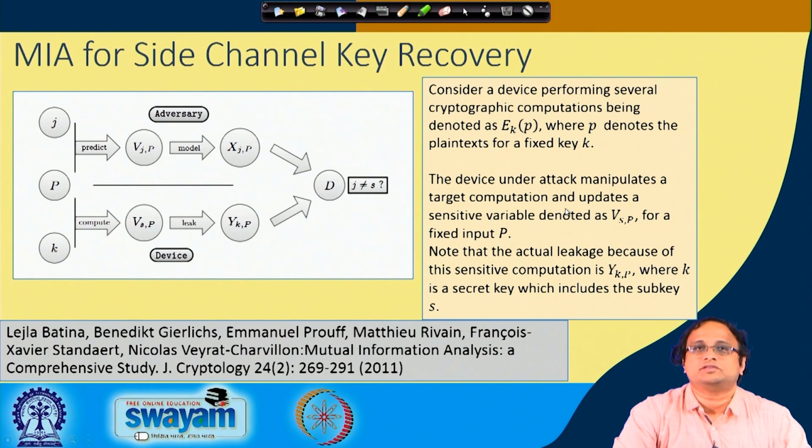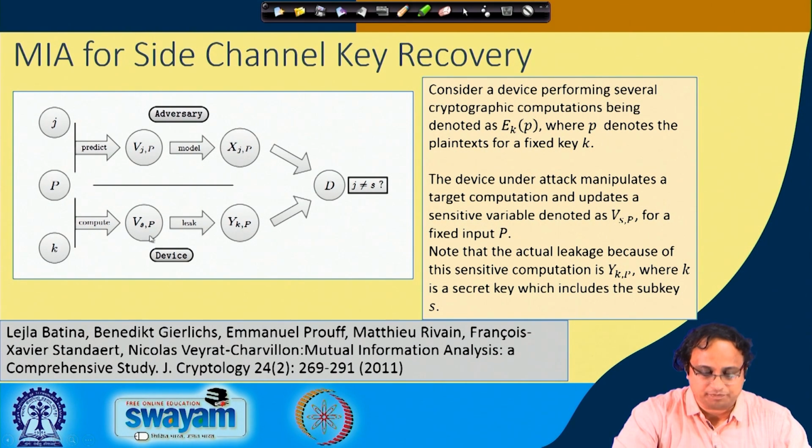So, the device under attack manipulates a target computation and updates a sensitive variable. This sensitive variable is denoted as V(S, P). In this case it is V(j, P), but you can think of that as some V(S, P) as well. So, V(S, P) for a fixed input P. Note that the actual computation is V(S, P).